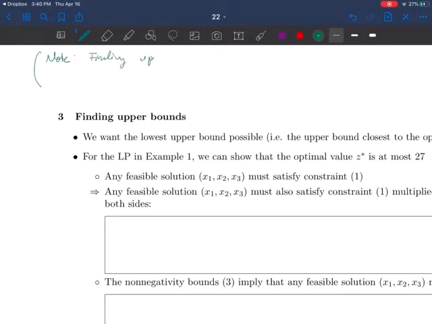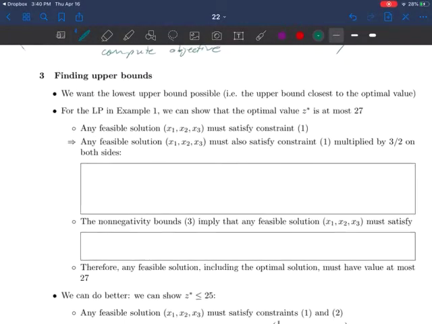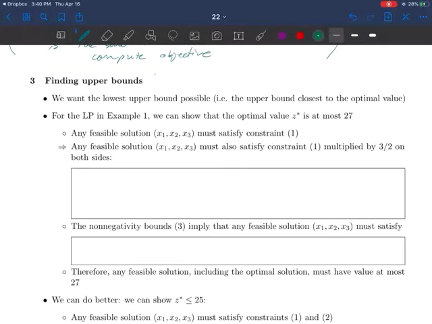And of course, note parenthetically, finding upper bounds on a min problem is the same. You find a feasible solution and compute the objective value. So just keep in mind that when we talk about this, the context of whether we're minimizing or maximizing is very important.